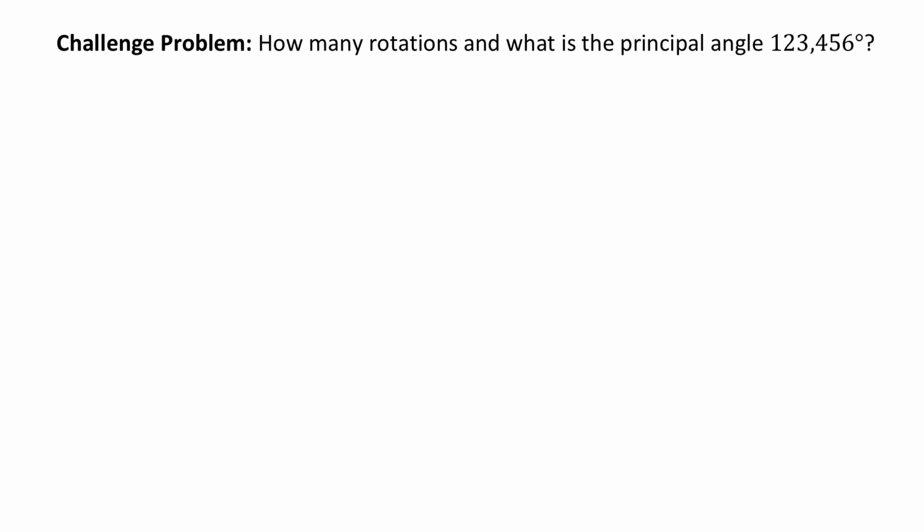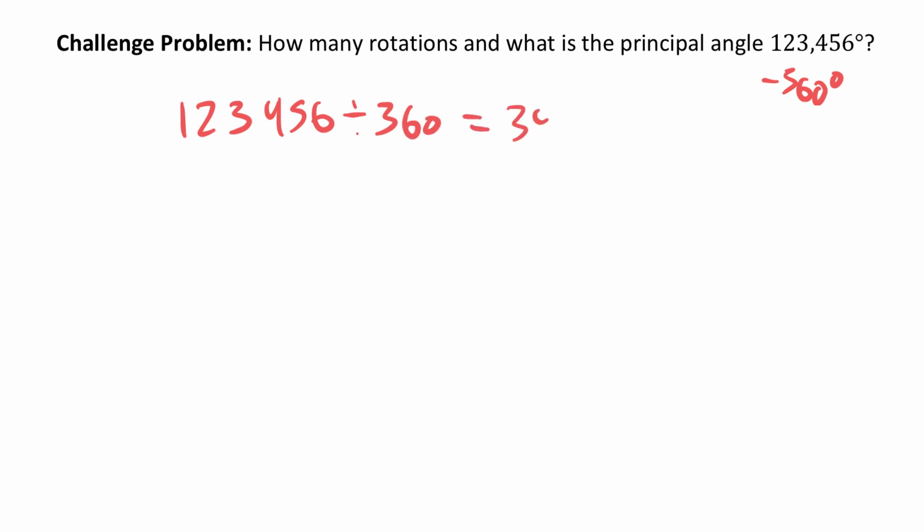All right, hopefully you stumbled upon the idea of doing some division. You need to subtract off groups of 360, but you're going to be here all day if you keep subtracting 360. You need to find out how many times 360 goes into 123,456. So if we divide it by 360, we find out that we get 342 revolutions. So that means there are 342 groups of 360.